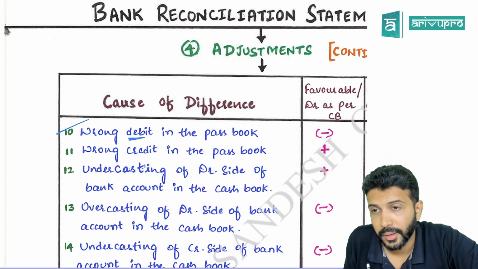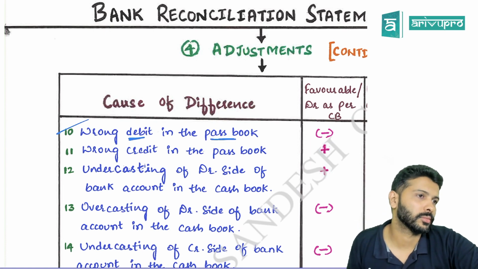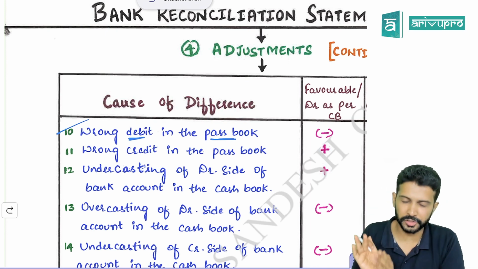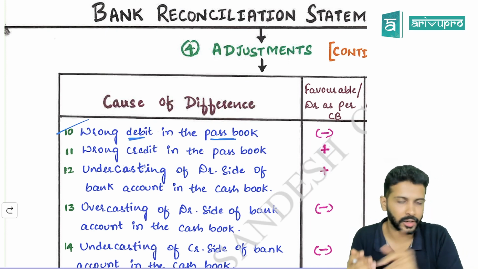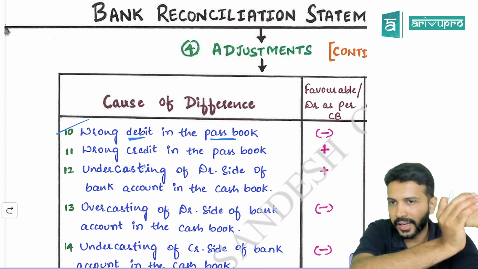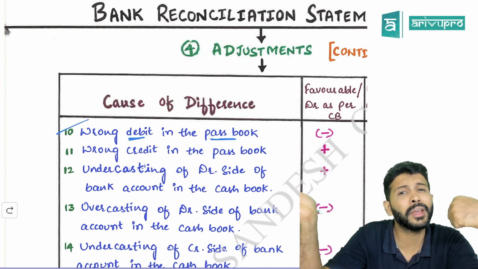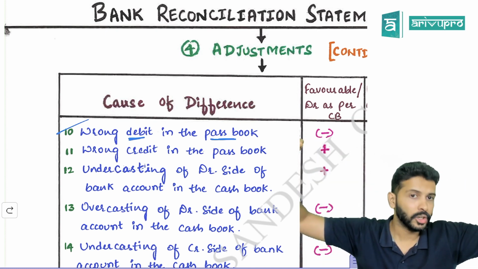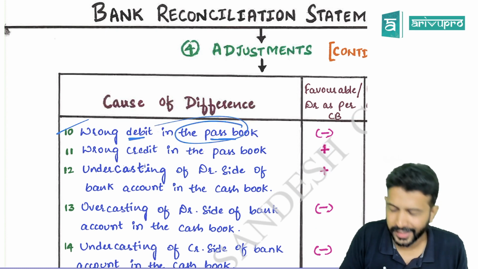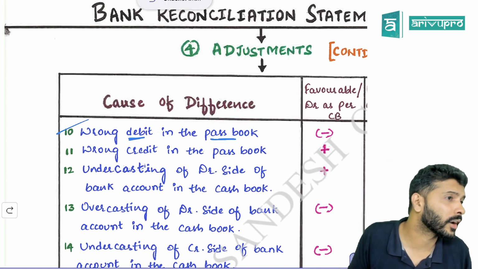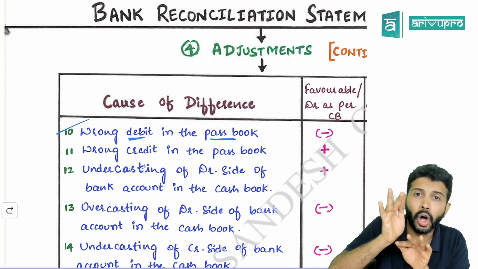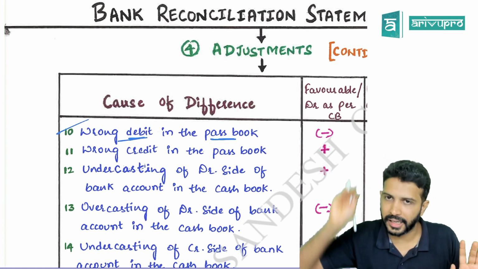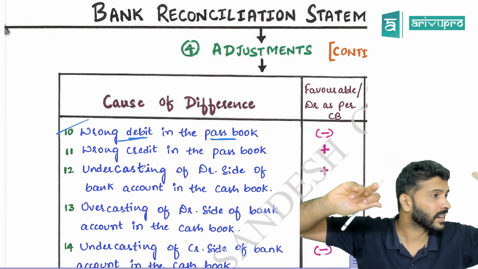Wrong debit, but where? Passbook. Not in cash book. Wrong debit in passbook. Okay, now visualize. It's always better to link it with cash book and reverse it back. Sir, if there is a debit in cash book means in passbook there will be a credit. Debit here will be credit there. Yes or no? Because of the relationship. So if there is a wrong debit in passbook, it is like giving a wrong credit in cash book. Agreed, everyone?